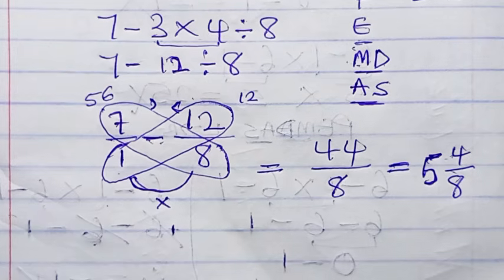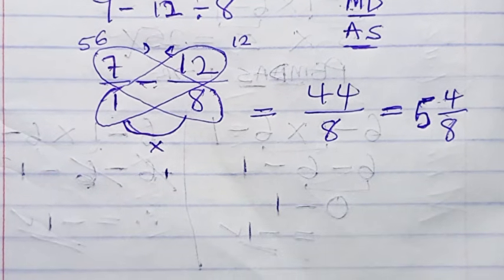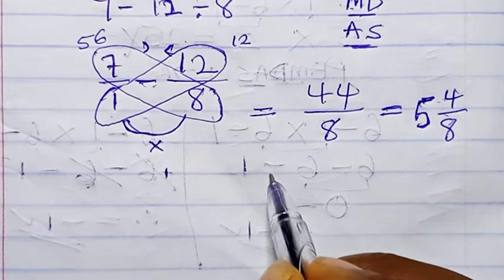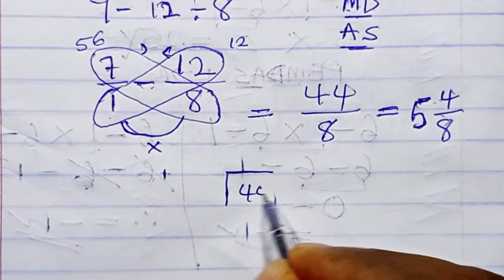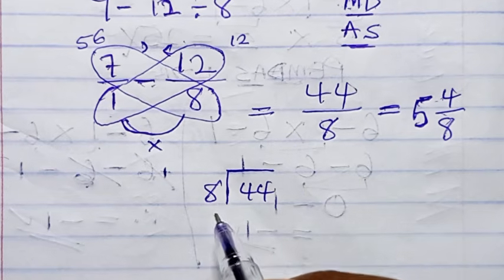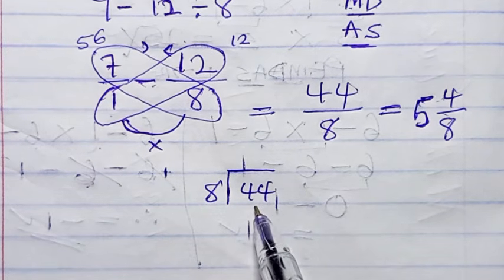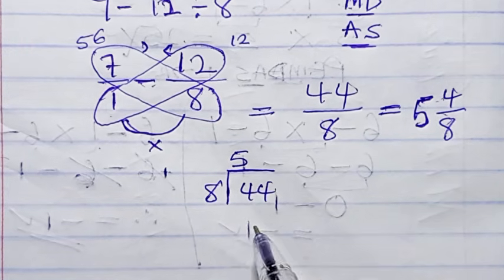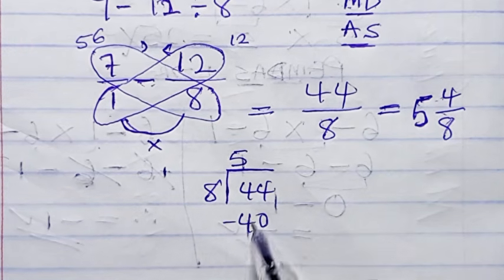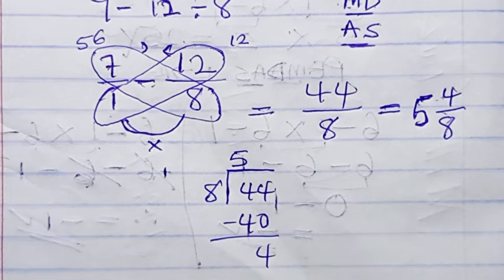So now let's see our decimal answer. Let's see if we can get a decimal answer. So if we draw this line here, put our 44 inside and the divisor, which is 8. Right? Now 8 will go into 44 how many times? 5. 5 times 8 is 40. We subtract. 44 minus 40 will give us 4.